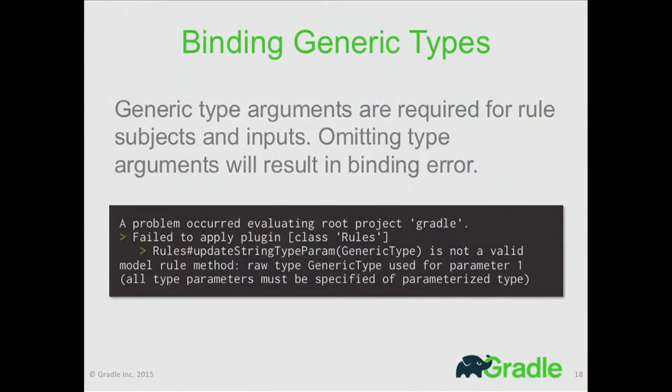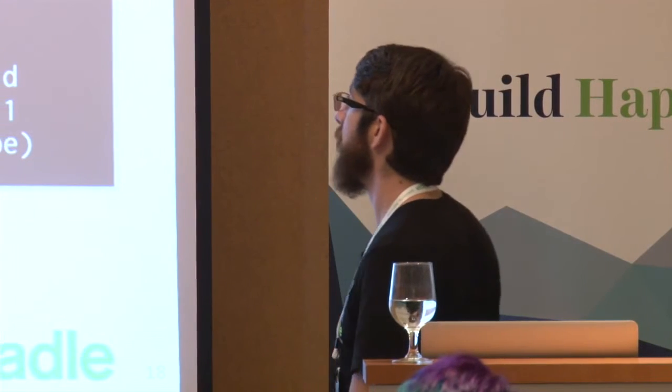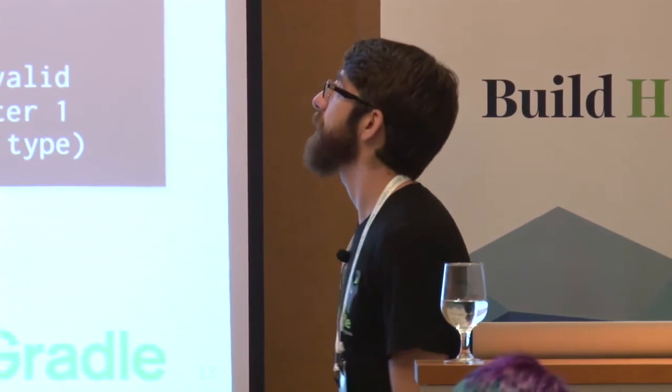And again, if I don't tell it which one I want, we'll get an error. This is actually more specific. It's not even that there happen to be two. If you express a subject or an input and you try to bind by type anything that's a generic type, you have to give us the type argument. So we don't allow any sort of ambiguity there. You can't omit the generic type arguments in this case.